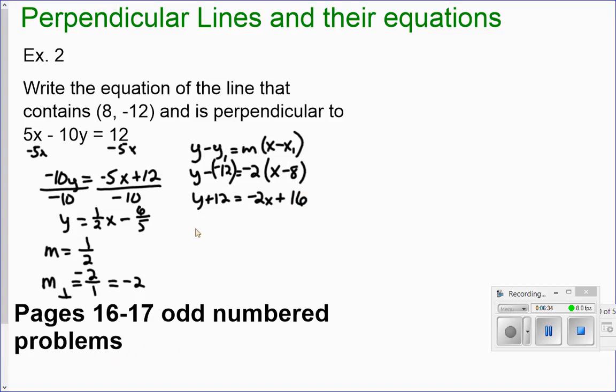So let's go ahead and subtract 12 from each side and get it into slope-intercept form. So y equals -2x plus 16 minus 12, which is positive 4. And that's our equation of the line that's perpendicular to this line and goes through the point (8, -12).